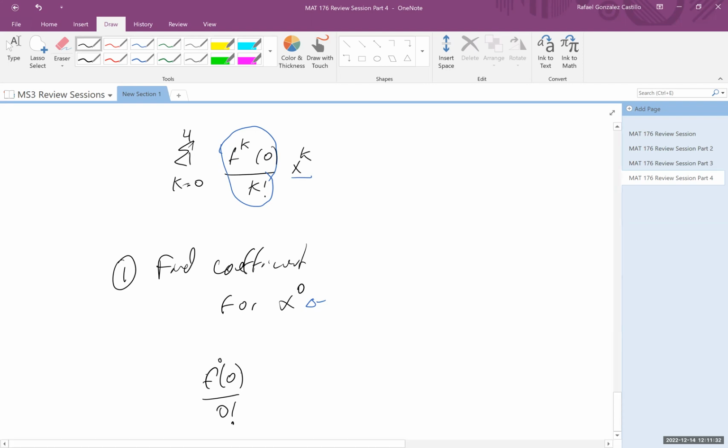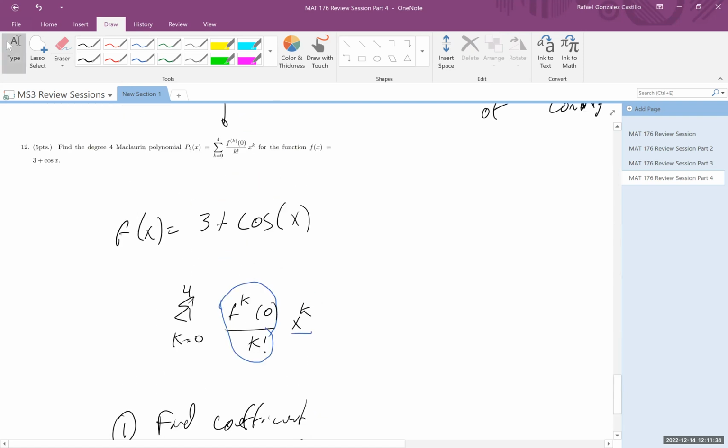And also, this is f of 0, but f of 0 is just the original function. This k here represents the derivatives that you're taking. So at 0, you have the original function. When you have f of 1, that's the first derivative. When you have f of 2, that's the second derivative, and so on.